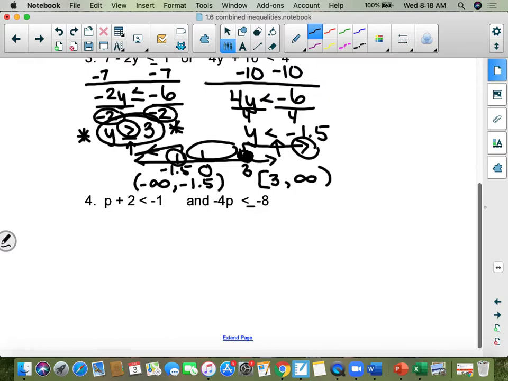Okay, the next one, last problem of the day. If I were you, I'd shut it off. I would try to do it by yourself, the last problem, and if you can do the last problem by yourself, then you should be able to do the worksheet by yourself.